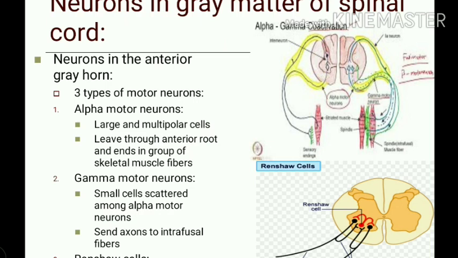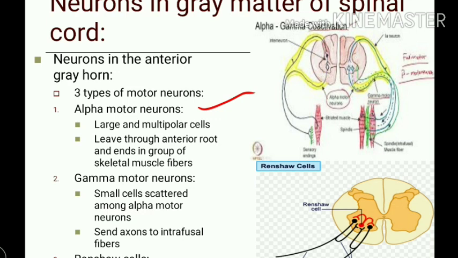Now we discuss the neurons in the grey matter of the spinal cord. Mainly three types of motor neurons are present in the anterior grey horn. As we have discussed, dorsal horns are sensory and ventral horns are motor. So in the ventral horn we have motor neurons. First and foremost, they are alpha motor neurons.